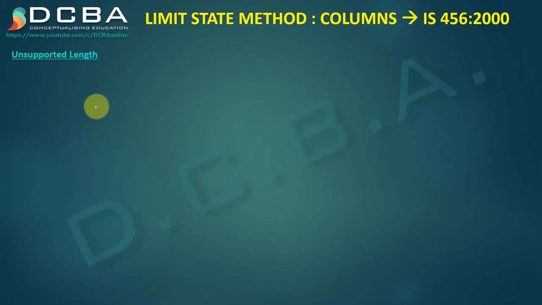So today we'll be starting with the limit state method for columns, and this will be using IS456 2000 again. And starting with this, we'll first go with the short columns. We'll be designing short columns, certain numericals, and after that we'll be designing columns with bending.